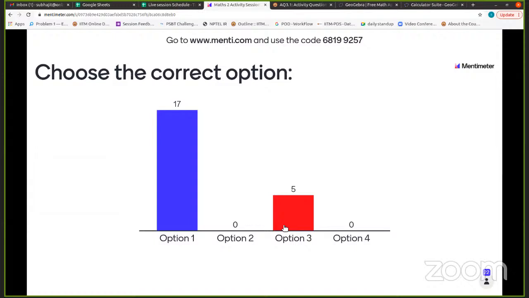Yeah, that question has some problem, so we will fix that. Whatever the curve is given, that definitely has a saddle point. So yeah, we have to fix it.